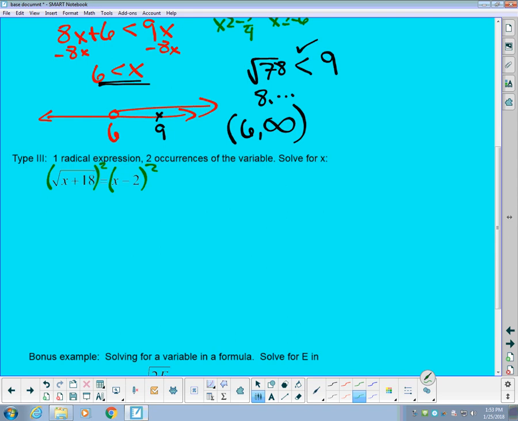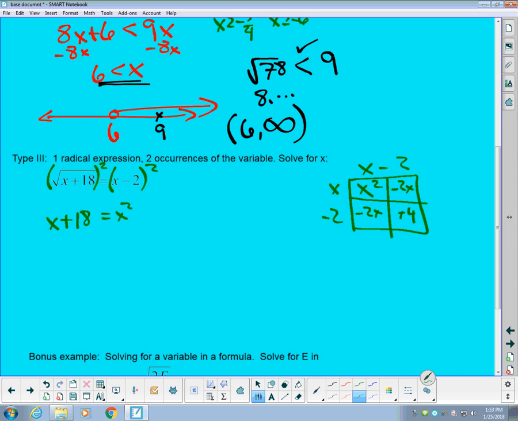So square root of x plus 18 squared, those are inverse operations, so that just leaves me with an x plus 18. And x minus 2 squared, if you don't remember that, we did that with the area models there, x squared minus 2x minus 2x plus 4. So that is x squared minus 4x plus 4. This is quadratic. I need to make it say equals 0. So I'll put the 0 on the left-hand side. Got an x squared. That'd give me a minus 5x minus 14.